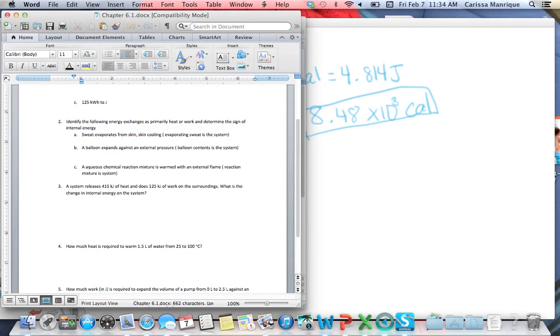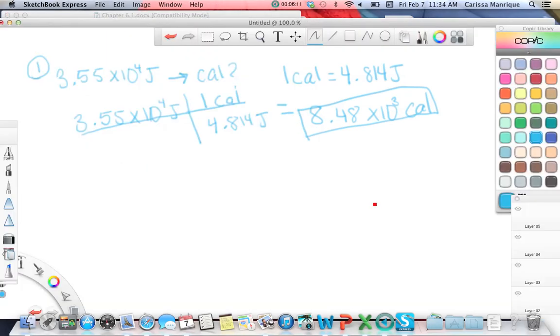Okay, let's look at number 3. A system releases 415 kilojoules of heat. If it releases that much, is the sign positive or negative? It's negative because it's releasing heat. It's getting rid of heat. And heat, is that Q or W? That's Q.